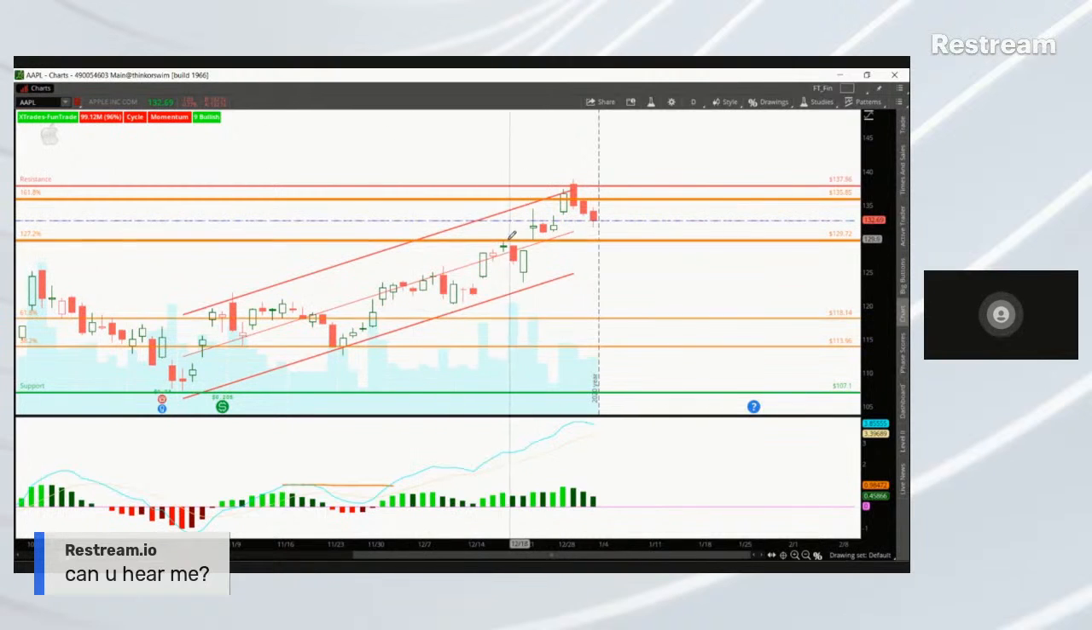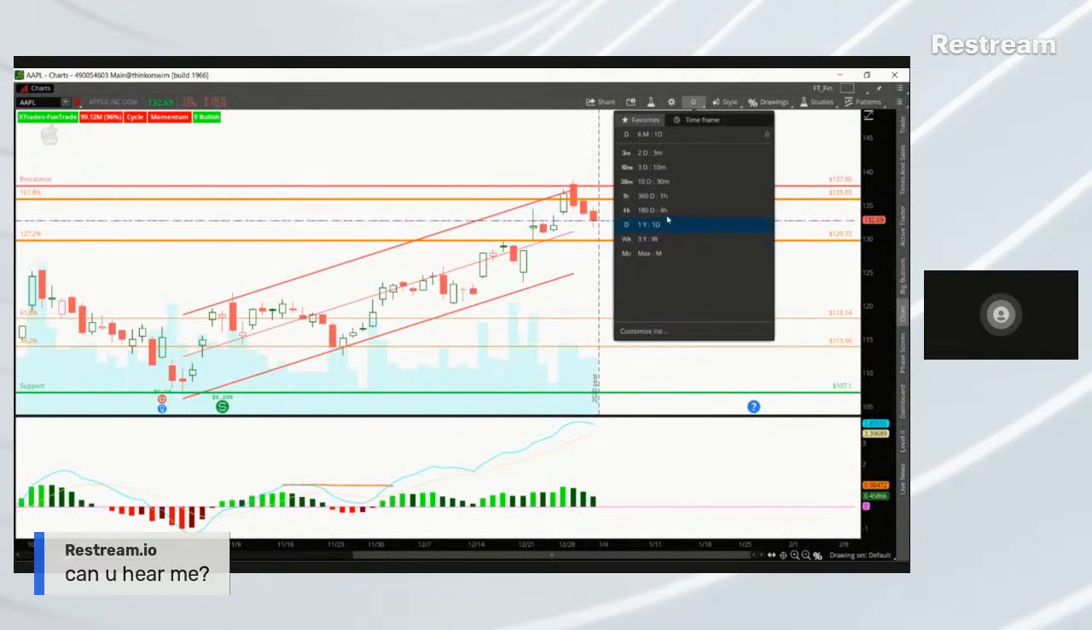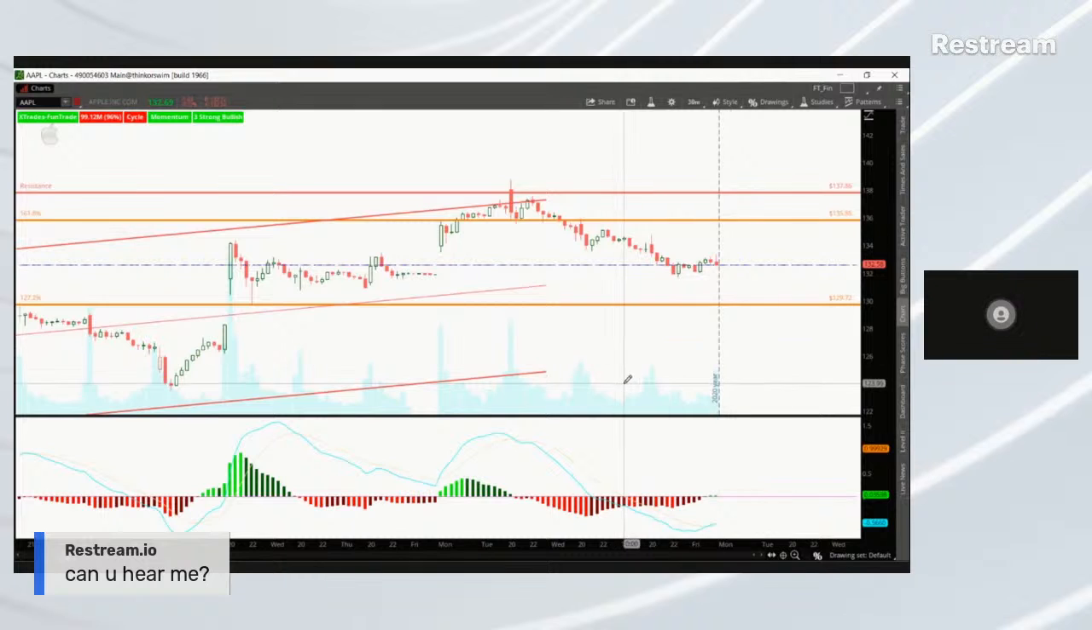So you can see that there was a rejection here and the support here. So this will be my first entry point. This is how I go with any of the tickers, right? So for example, let's see for Apple. Once I draw my fib levels on the daily chart, I usually go with the 30 minutes chart.